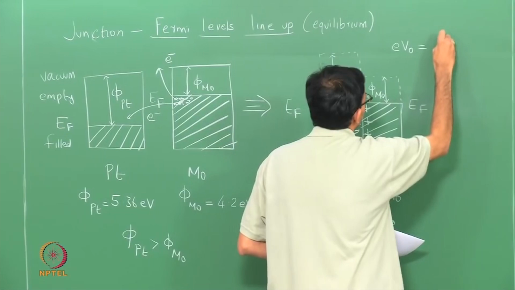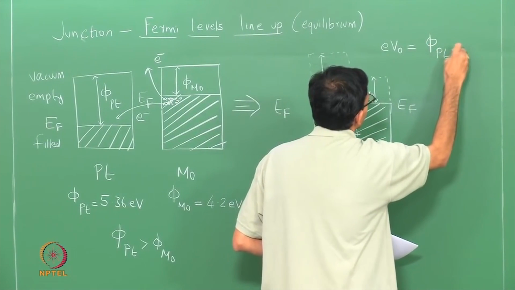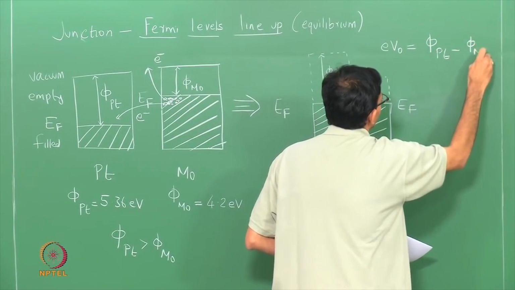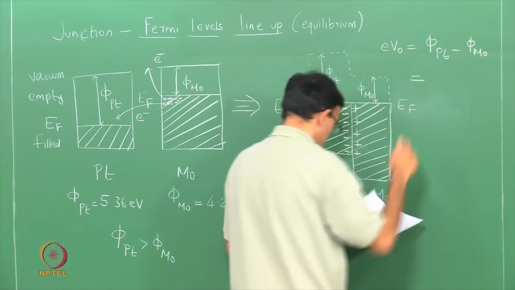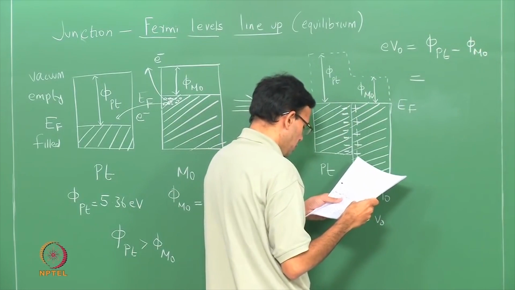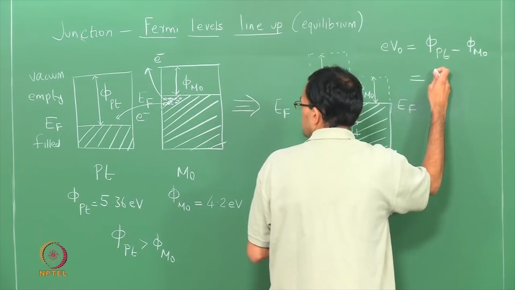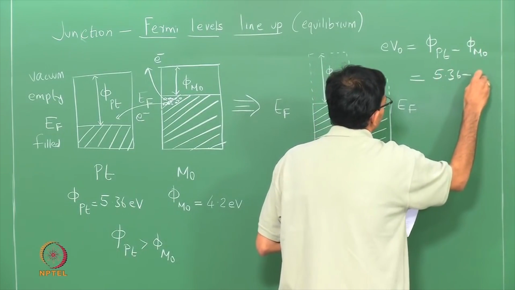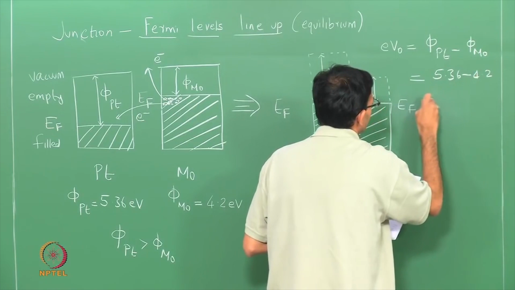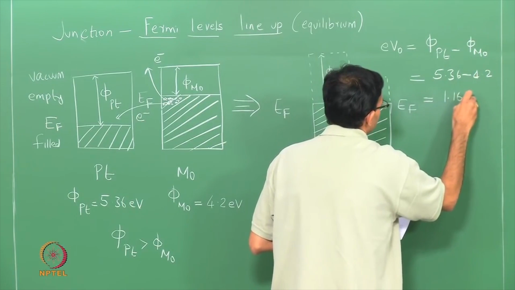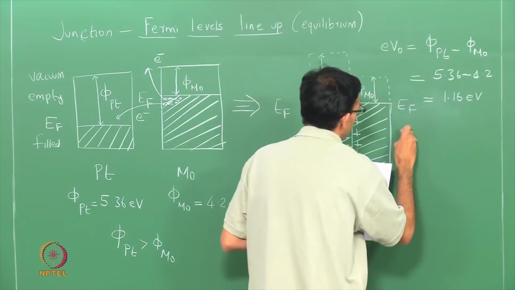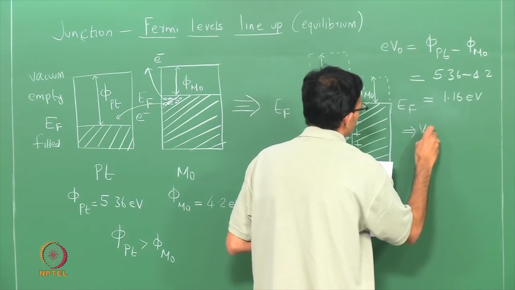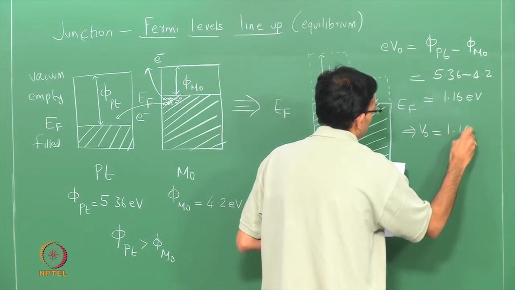So, e V naught, let me write it here, is nothing but phi of platinum minus phi of moly. If you put in the numbers, platinum we said was 5.36, moly is 4.2, so the difference is 1.16 electron volts, which implies V naught is 1.16 volts.